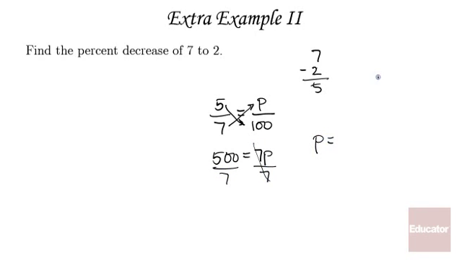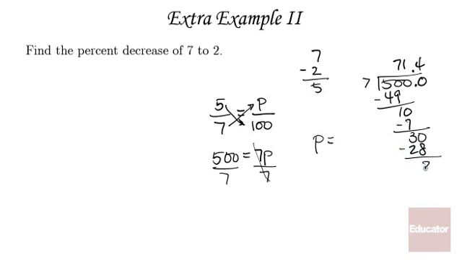P equals, I'm going to divide here, 500. 7 times 7 is 49. 10 goes in once. 30. So we can continue this. We'll go in 3. Oh, no, actually 4. Which is 28, and leaving us with 20 if we were going to continue, which would be 2. So I'm going to round it to 71.4%, and this is a decrease of 71.4%.